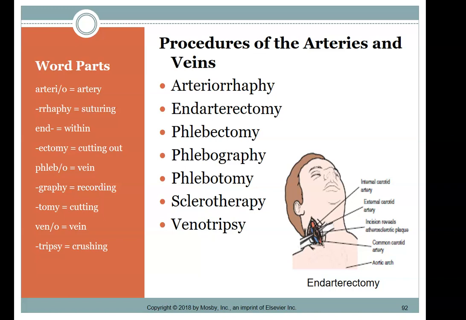With your word parts, arterio is artery, rrhaphy is suturing, end is within, ectomy is cutting out, phlebo is vein, graphy is recording, tomy is cutting, veno equals vein, and tripsy is crushing.